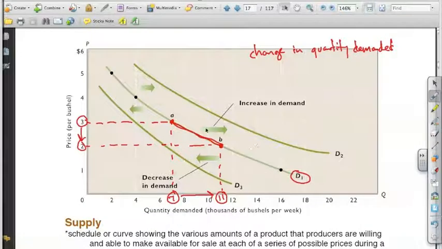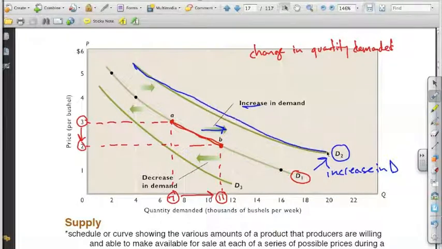Whereas if we have a change in demand, if we have an increase in demand, we have this whole brand new line here. And if we have a decrease in demand, then we have this whole brand new line to the left of our original demand curve.